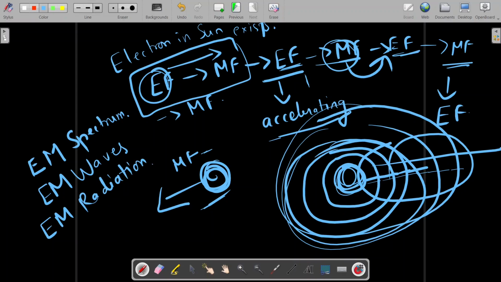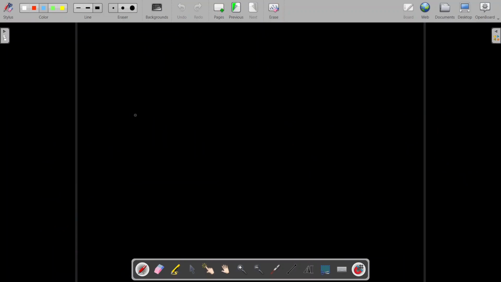So here we learned about electromagnetic radiation. So light is an electromagnetic radiation. These electromagnetic radiations have these waves, right?